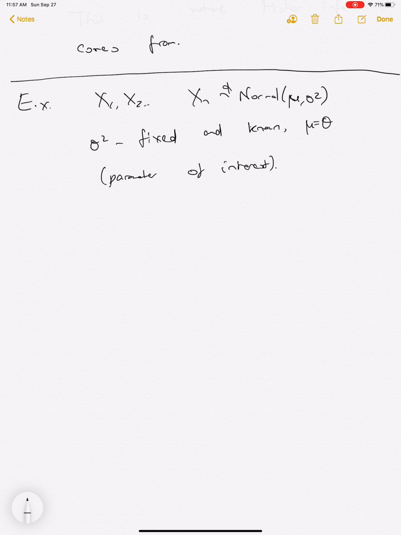So here we're assuming that mu, which is the population mean, is our parameter of interest theta, and sigma squared is some fixed known constant. So we're treating sigma squared as fixed and known, and we're going to let mu be the parameter of interest.